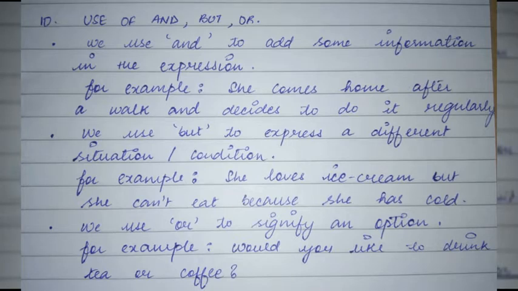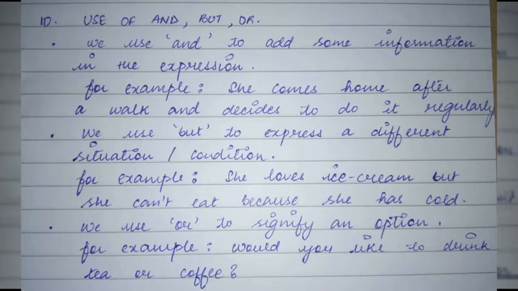So the name of chapter 10 is use of and, but and or. In this chapter we will learn where we use and, but and or in a sentence. So without wasting time, let's begin. We use and to add some information in an expression. Now when we are talking about something and it is being talked about in two different sentences, instead of writing a full stop, we can replace it with and.